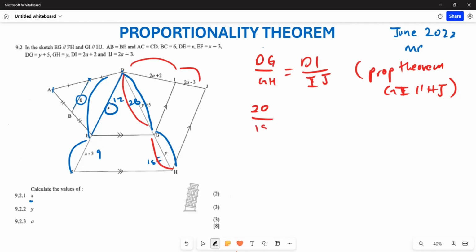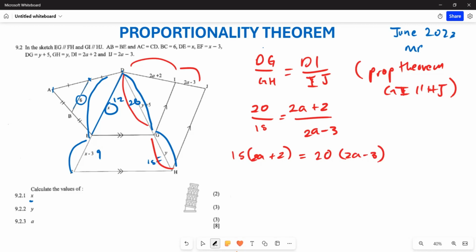It is going to be 15, which is equal to your DI. This is going to be 2a plus 2 over your 2a subtract 3. Then you are going to just solve this algebraically. Now, how can you solve this algebraically? Let's see. Then you are going to cross multiply. When you cross multiply, this is going to be 15 into 2a plus 2 is going to be equal to 20 into 2a minus 3, right?